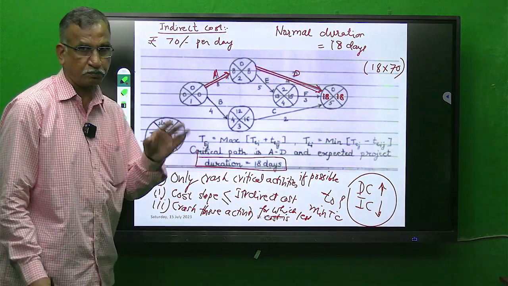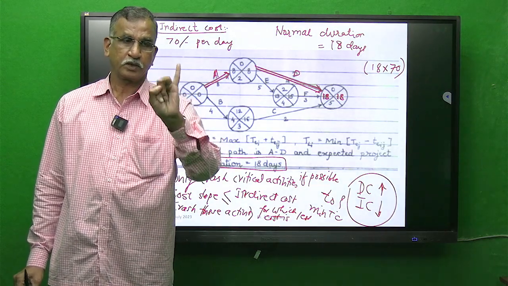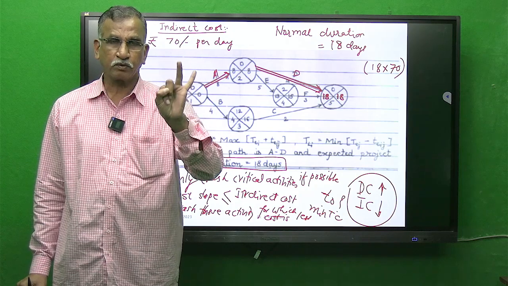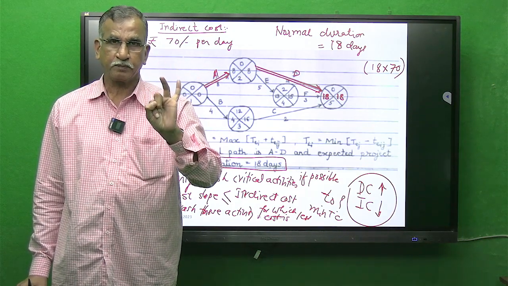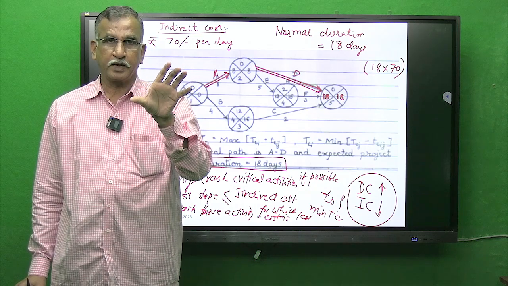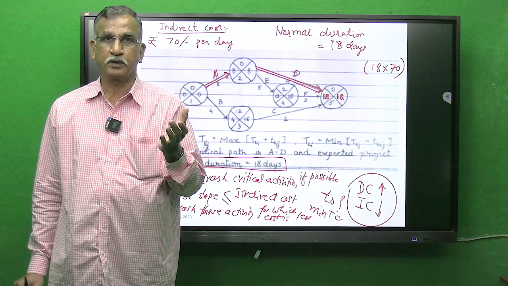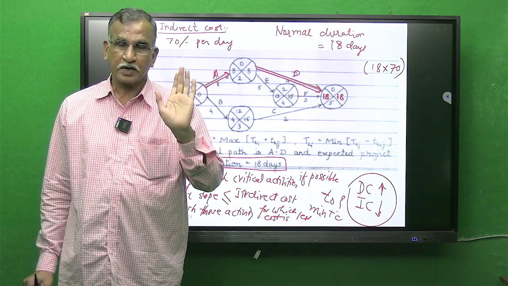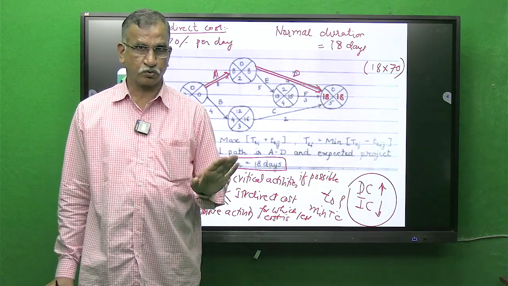Three important points you have to remember: crash only critical activities. Second, crash activities having cost slope equal to or less than indirect cost per day. If there is a tie, that is, more than one activity having cost slope less than indirect cost per day, crash that activity first which has the least cost slope.